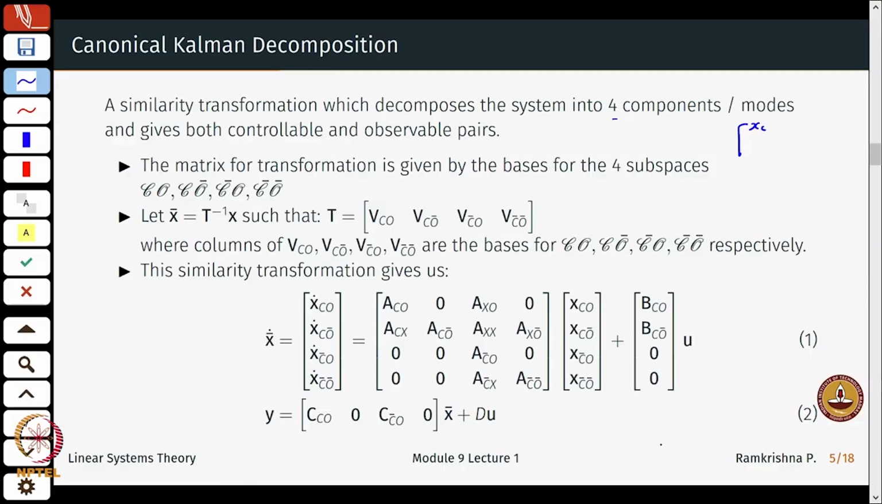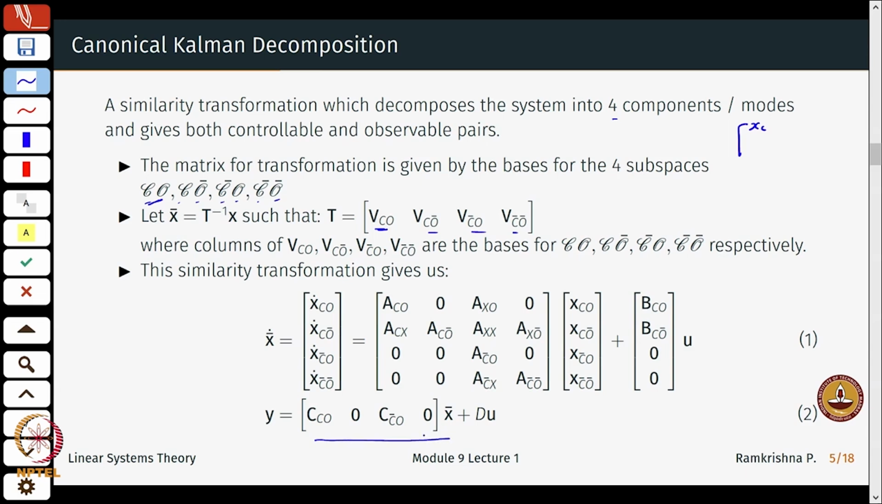Okay. So now can I find a transformation which combines both of these things, right. So in such a way that I have these 4 subspaces: controllable and observable, controllable but not observable, observable but not controllable, and neither controllable nor observable. So can I find a basis for each of these 4 subspaces? So VCO denoting the basis for the controllable and observable subspace, and so on, right. Can I find a transformation which then transforms my system to something like this. Okay.